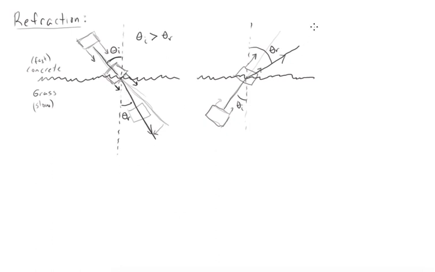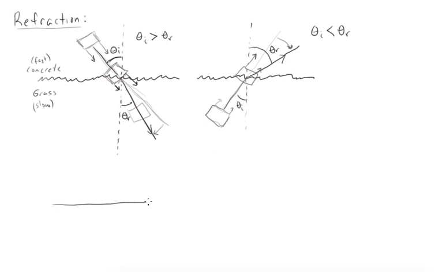Over here you can see that theta I is less than theta R, which means it bent away from the normal. So here's the path it was going on, and it bent away from that normal. And so that's our two main situations. And we do something pretty much identical for light.